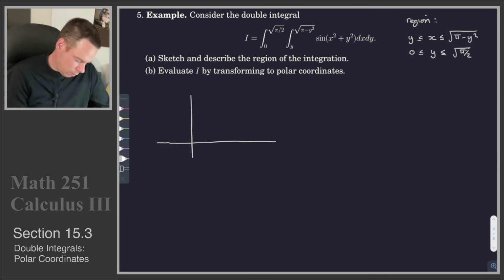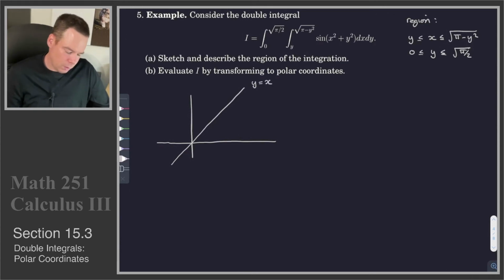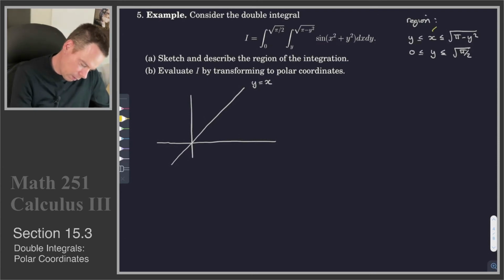So we've got y equals x as one of our boundary curves. We've also got x is equal to the square root of pi minus y squared. Well, we can probably more easily see what it is by just squaring both sides. x squared is pi minus y squared, or in other words, x squared plus y squared is equal to pi. So this becomes a circle of radius root pi.